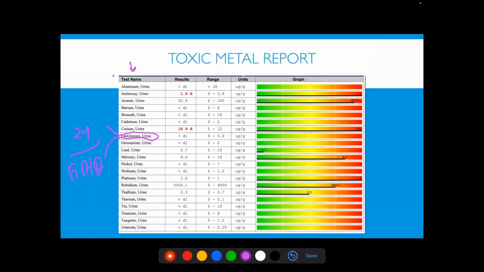But if you look at this report, you'll see that there are the green, the yellow, the orange, the red, getting more. This is getting more as the line goes up, obviously. It will tell you what the range for the normal is and the units.